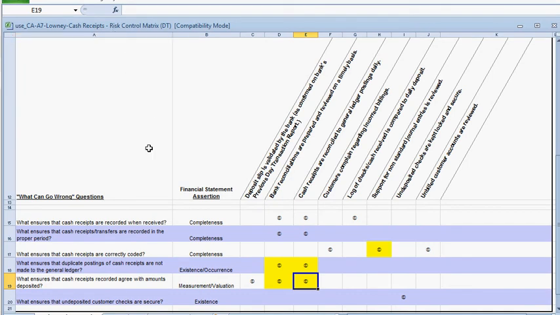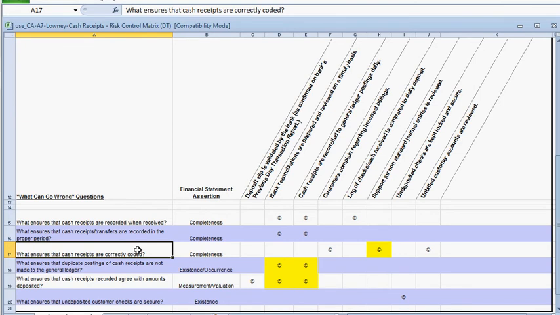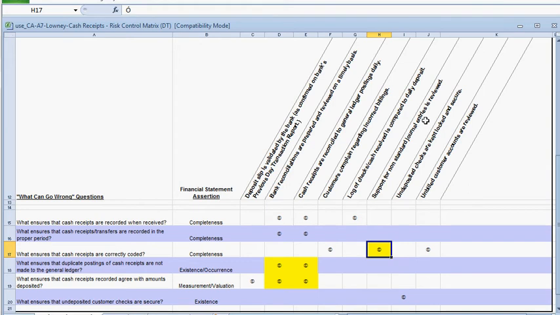Next is cash receipts. In cash receipts, a question that comes up a lot is, what ensures that cash receipts are correctly coded? Here, the support for non-standard journal entries is reviewed.